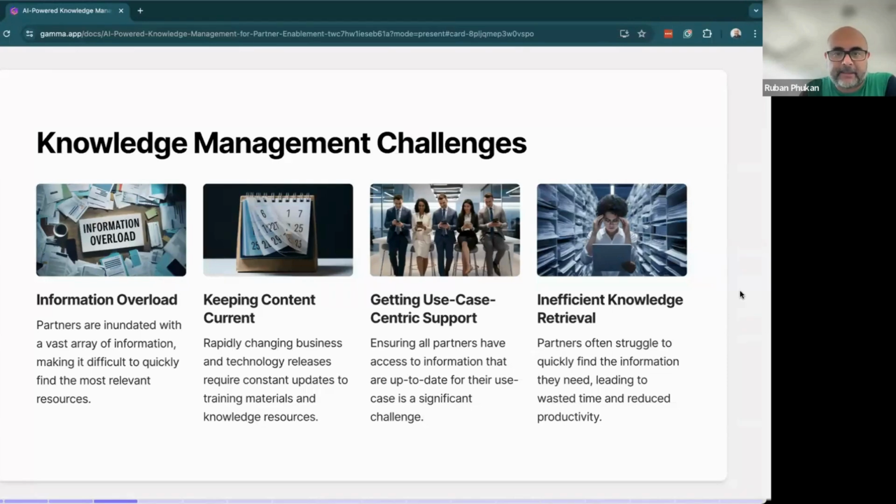The third is getting use case centric support, because a lot of times the content that is created and offered is more generic to cater to a wider audience.